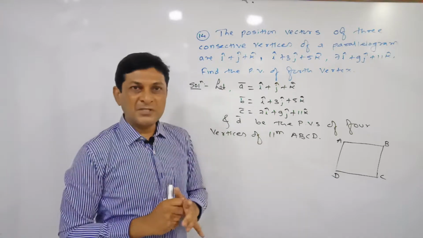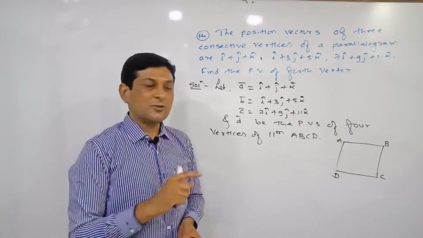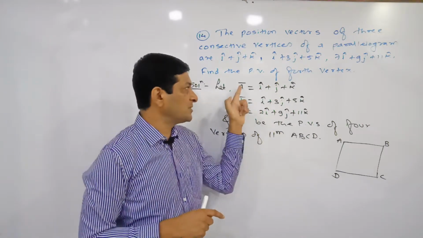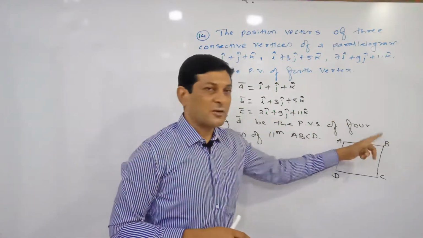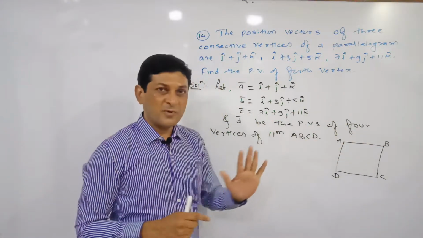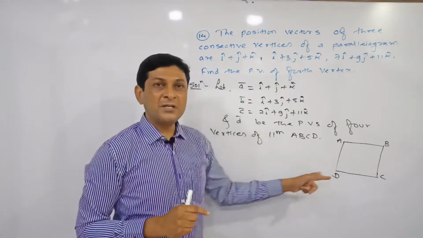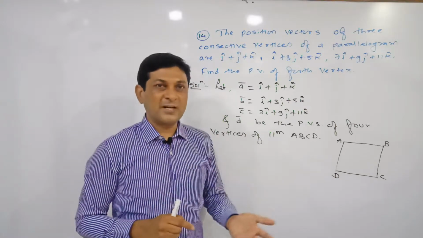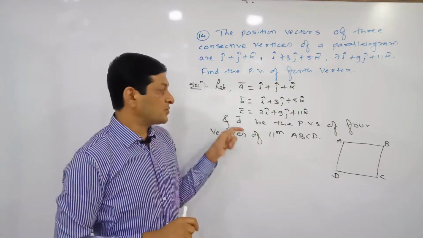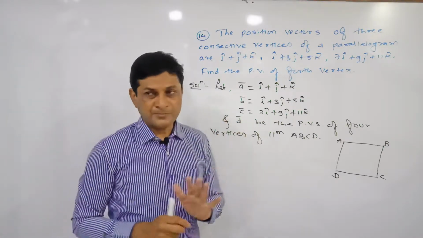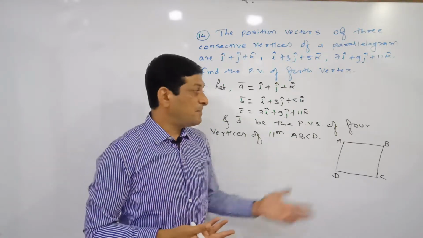So one parallelogram is given to us. I have denoted this parallelogram by ABCD, and position vectors of 3 vertices are given. So we suppose that A bar is the position vector of vertex A, B bar of vertex B, C bar of vertex C, and D bar is the position vector of vertex D. But the position vector of the fourth vertex is not given, and the question is to find it. That means the question is to find the value of D bar. Now we will use the conditions satisfied by the parallelogram.